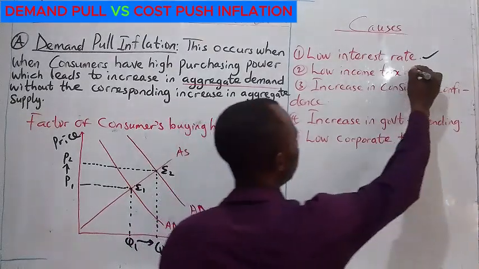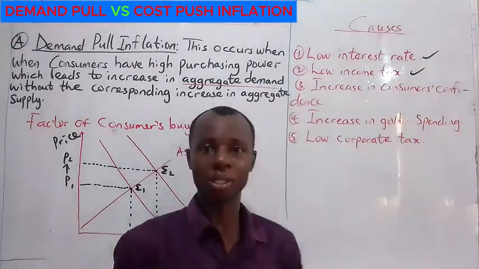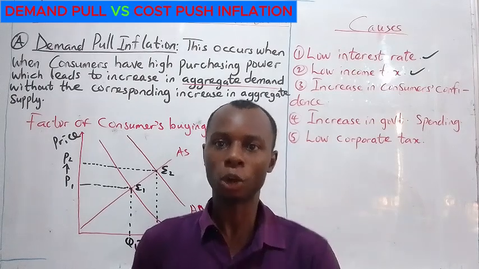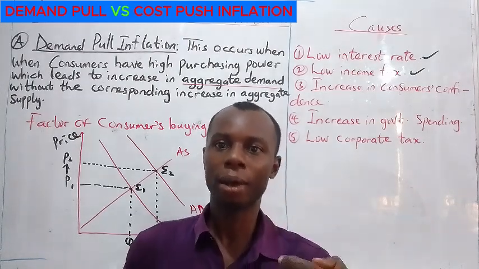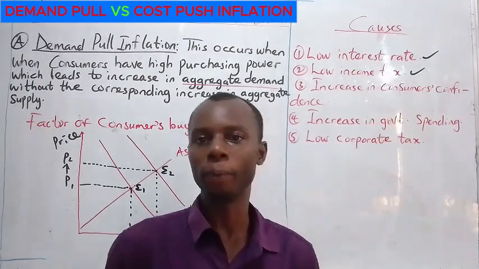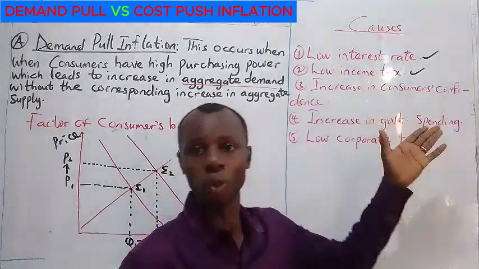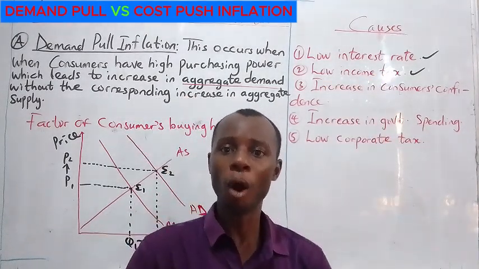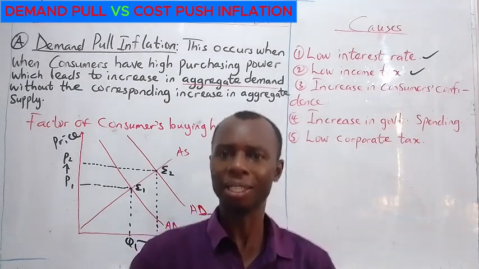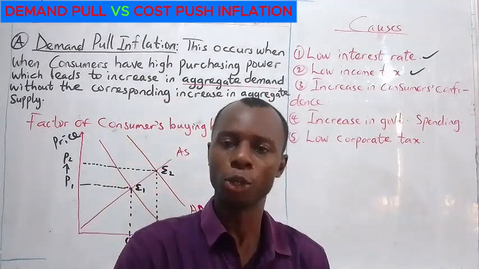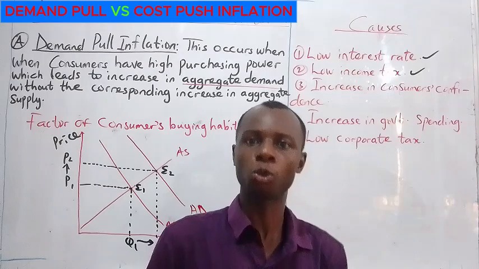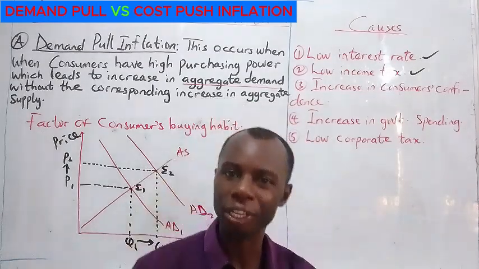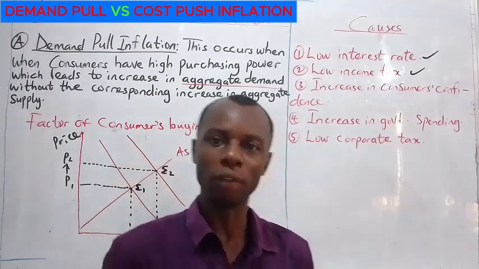Another one is low income tax. That is a tax that all workers pay to the government. The government deducts it from their salary before they are paid at the end of the month. If this is also low, that is, the government is not charging more, then consumers will have more disposable income, and this disposable income is what they will spend to buy goods and services, to pay children's school fees, to pay house rent, to buy more clothes, to buy new shoes. All of this will also trigger demand pull inflation in the economy.